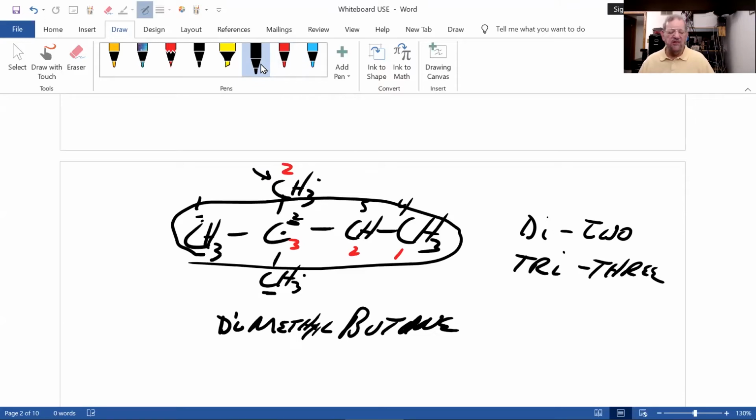Now, listen carefully. There are 2 groups. Therefore, I should have 2 numbers. Even when they're both on the same carbon, if you just put one 2, I don't know where the other methyl group is. What you have to do is put the second 2. So this is 2,2-dimethyl butane. Again, 2 of the same alkyl group, di, 3, tri.